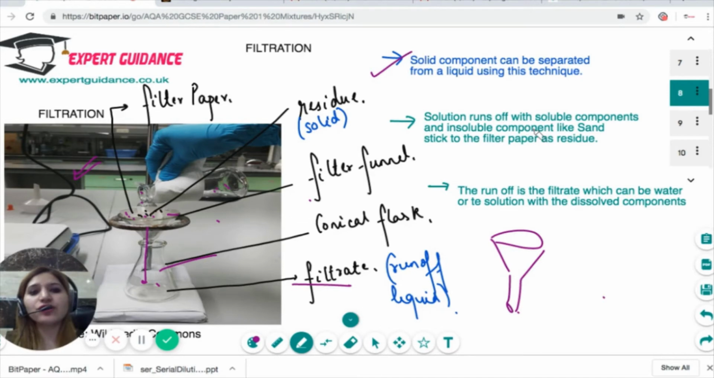The solution runs off with the soluble component, and the insoluble component, like sand, sticks to the filter paper as a residue. The runoff is the filtrate, which can be water or a solution with dissolved components. And if it is just water, then you have your solution separated. If it is water with any dissolved components, then you can use another technique to separate this mixture, which comes off as the filtrate or the runoff liquid.